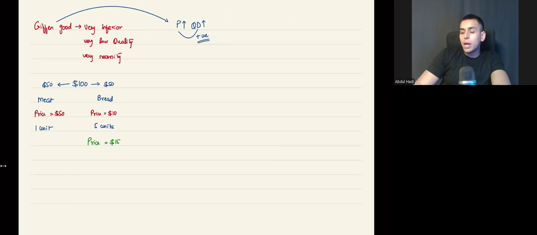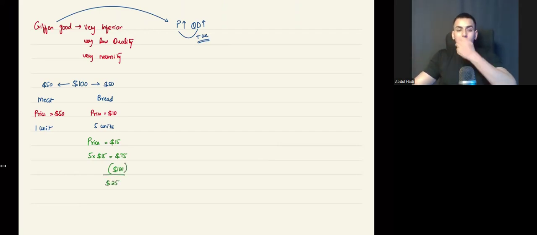So, previously, when I was consuming 5 units of bread, when the price level was 10, now the same 5 units of bread will cost me how much? They will cost me $75. The same 5 units of bread will cost me $75. All right. And because my income is only 100, I am left with $25 only.